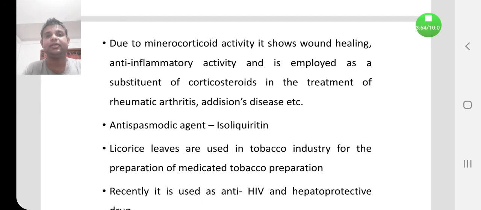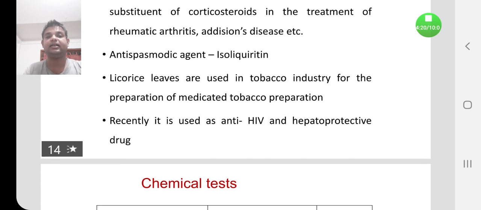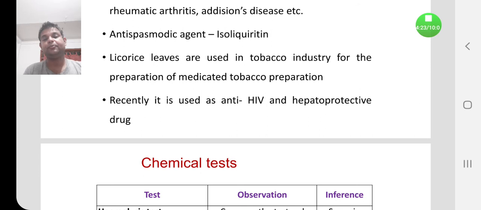Next, due to the mineralocorticoid activity, it also shows wound healing and anti-inflammatory activity. Next, antispasmodic agent. Due to the presence of isoliquoritin, it shows antispasmodic activity. Licorice leaves are used in the tobacco industry for the preparation of medicated tobacco. Recently, it has also been reported that it is used as an anti-HIV and hepatoprotective drug. So these are the therapeutic properties of licorice.